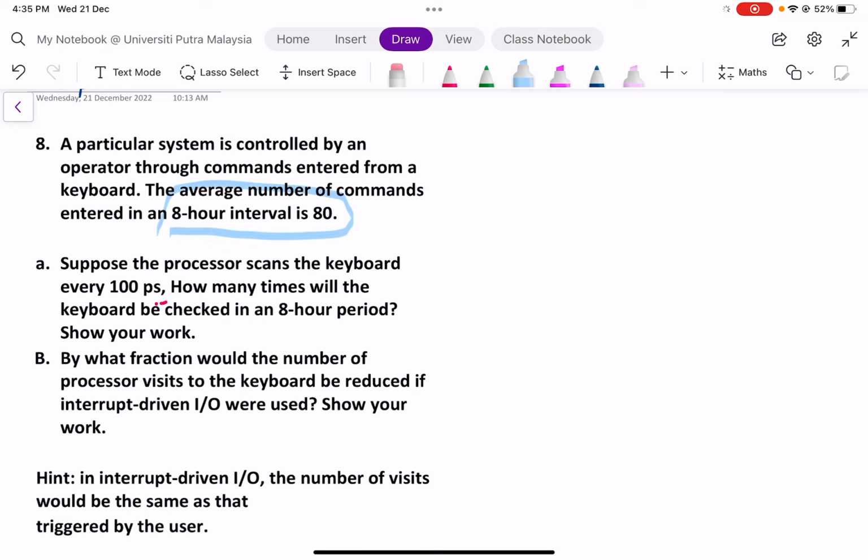Part A: suppose the processor scans the keyboard every 100 picoseconds. I think this is incorrect. In the assignment, it is milliseconds. How many times will the keyboard be checked in an 8-hour period?